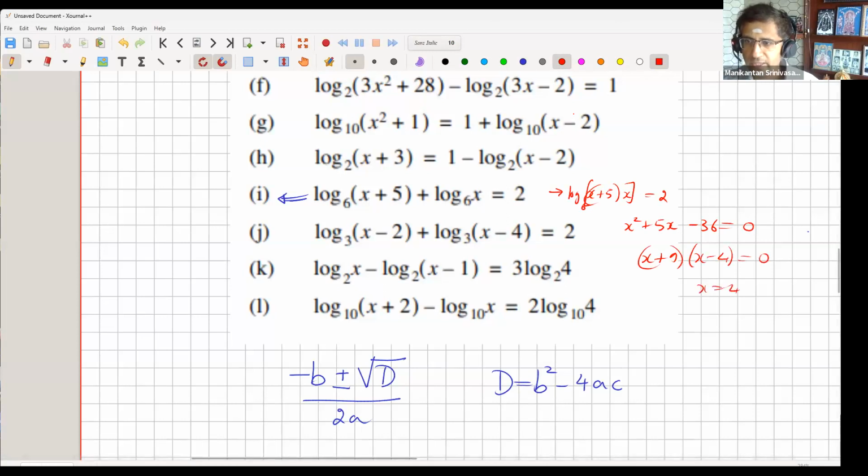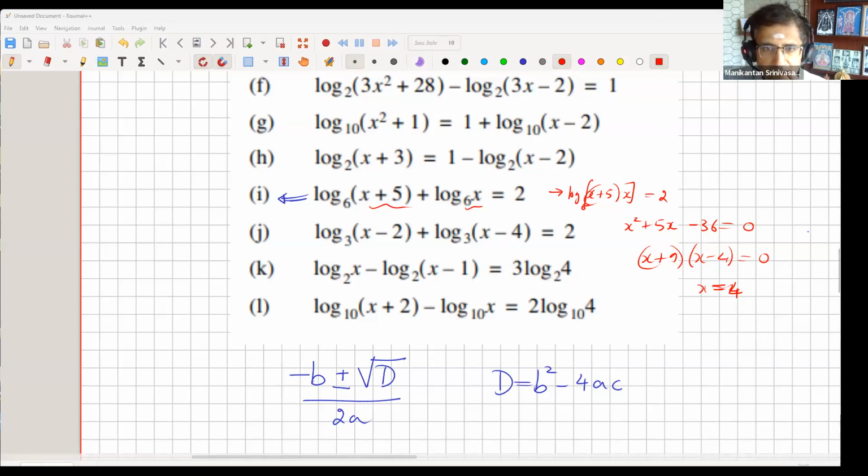Therefore, x equal to 4 or x equal to minus 9. x equal to minus 9, you can immediately see, has a violation. You get negative numbers. Log of a negative number is not valid. Therefore, x has to be 4. Okay, all right. The rest are very similar. Let's move on.